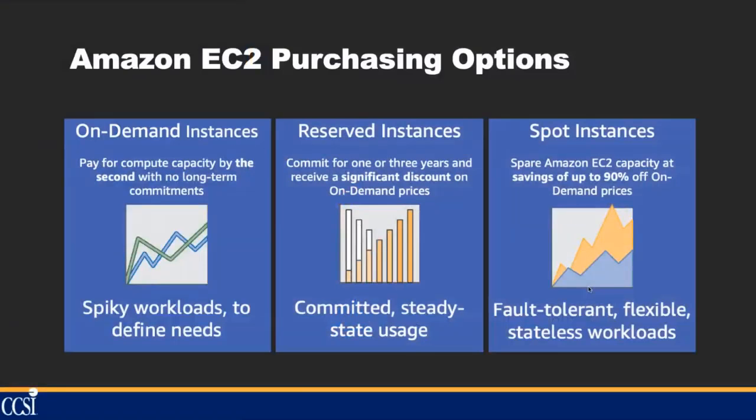So, Amazon EC2 purchasing. If you're buying infrastructure as a service or virtual machines from Amazon, there are effectively three primary purchasing options within AWS. You have an on-demand instance, where you're paying for the compute capacity by the second. There's no long-term commitment, and it's good for things that have spiky workloads and where you need to really define a need and the machine needs to be there no matter what.